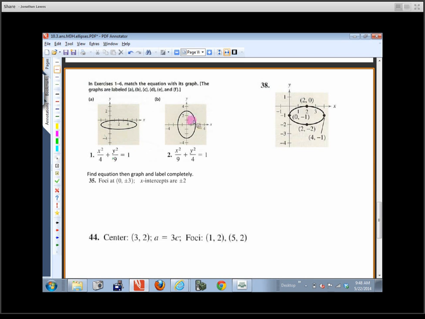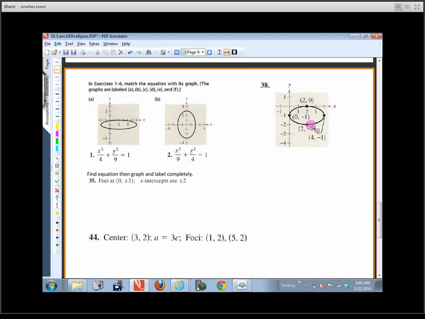Take a look at this one. If it was going to be one of these two, which one does it have to be and why? It's got to be... Why? Because it has a longer major axis, runs vertical in the y direction. That means the bigger number has to be underneath there. Okay? I'm not saying that's what it is. You could mark it off and see if it works.